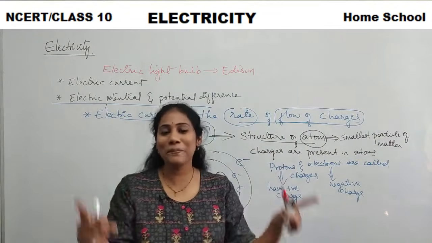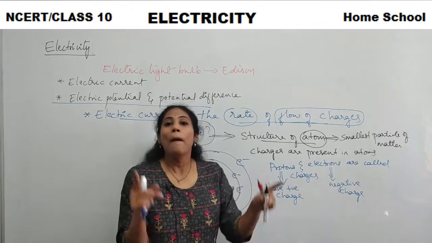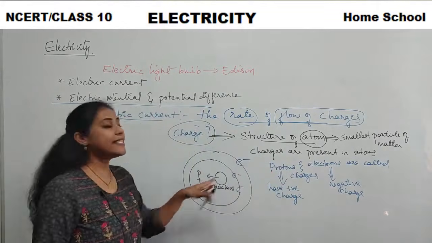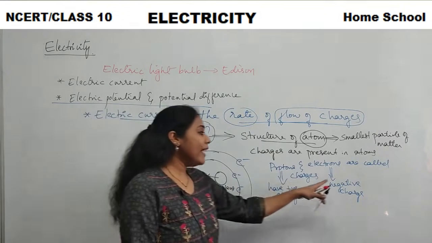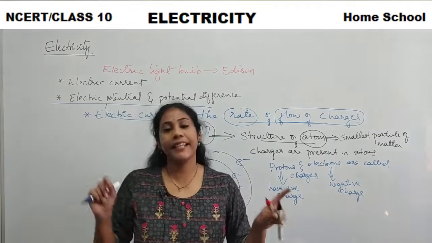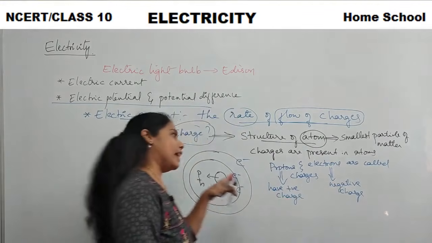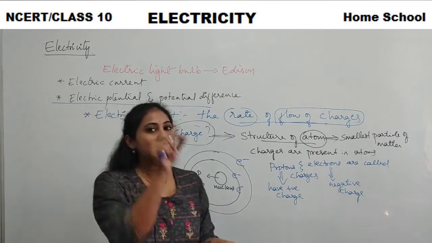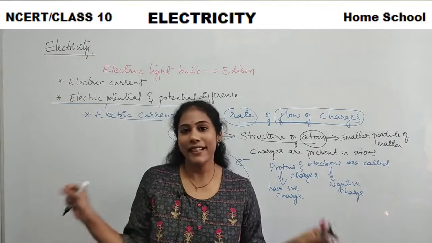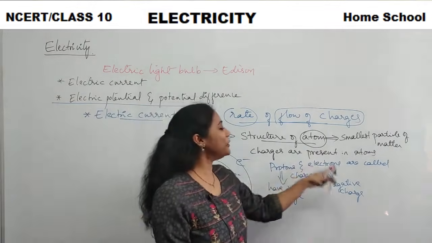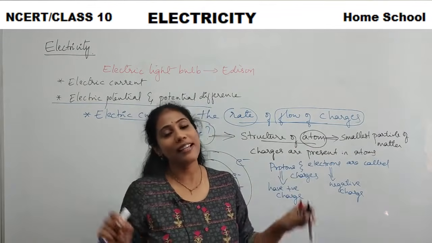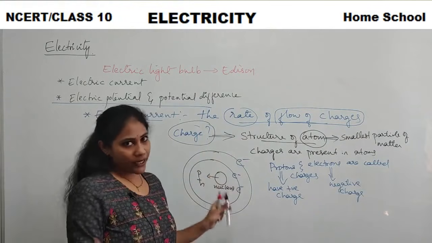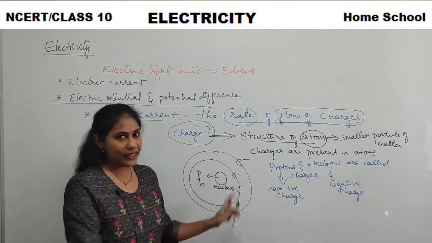So there are two types of charges, guys. What are they? Positive charges, which are nothing but our protons. Where are they? Inside the nucleus. And we have another type of charges, that is negative charges. Where are they? They are also present in the atom, but outside the nucleus, in the shells, where they keep moving. So these are the two types of charges, protons and electrons. Clear?